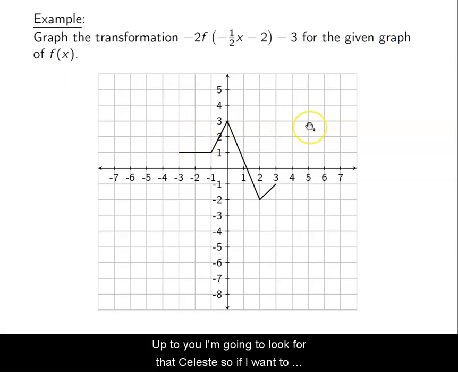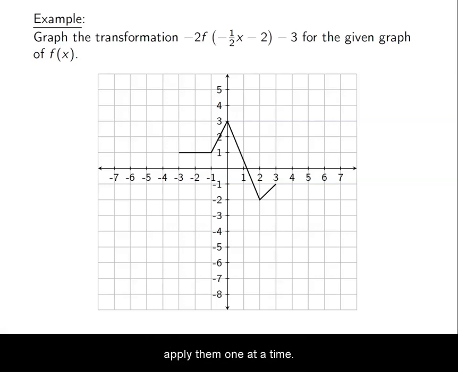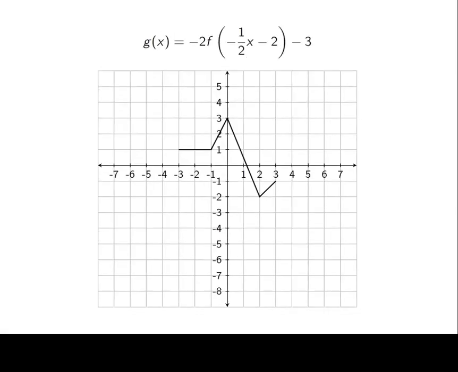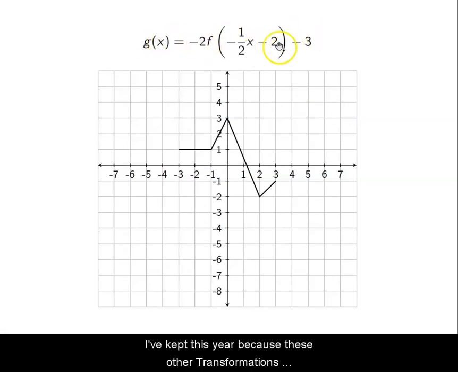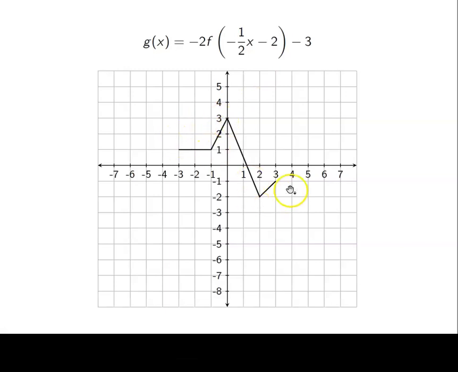Okay, so let's say that this is my function f. If I want to apply these transformations, I apply them one at a time, right? So, okay, this is my f. Coming over here, I kept this here because these are the transformations we're going to apply. So again, this is my f.